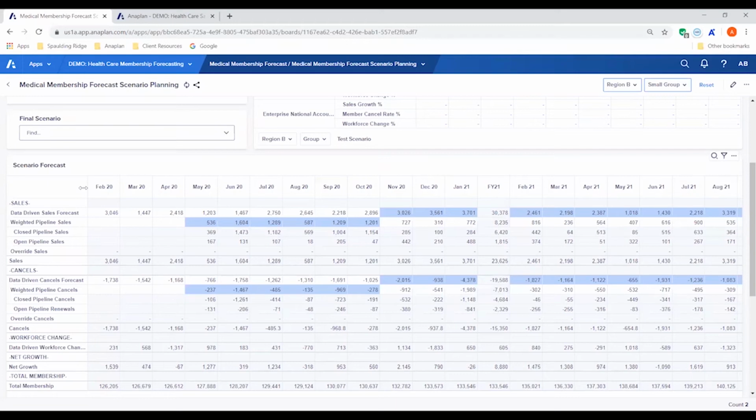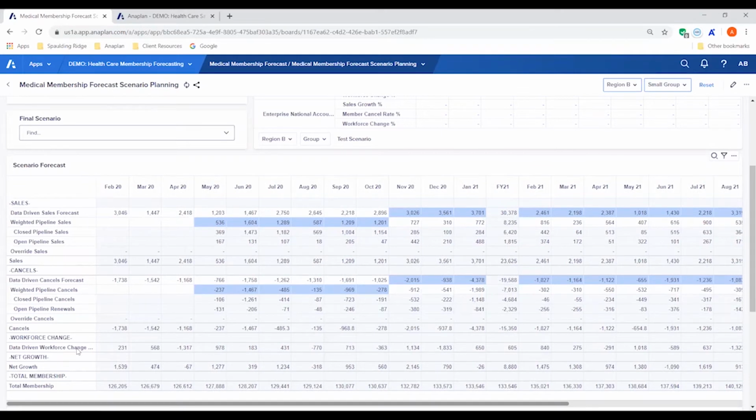And our other two activities, workforce change, is left as a data-driven number, depending on whether your organization tracks workforce change in a CRM tool like Salesforce. That could also be layered in here.